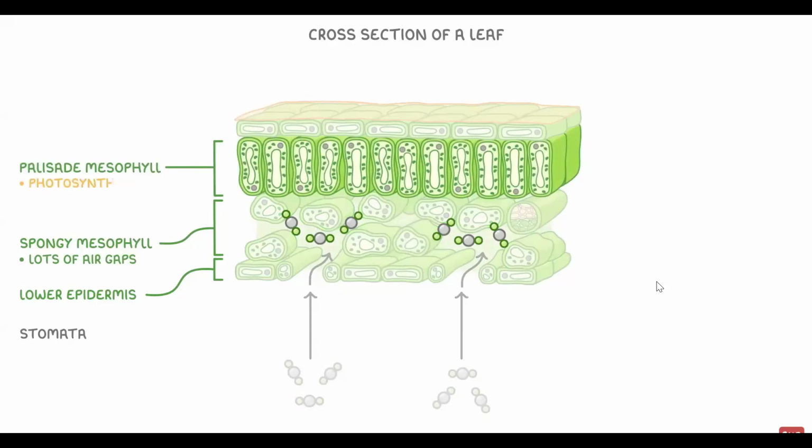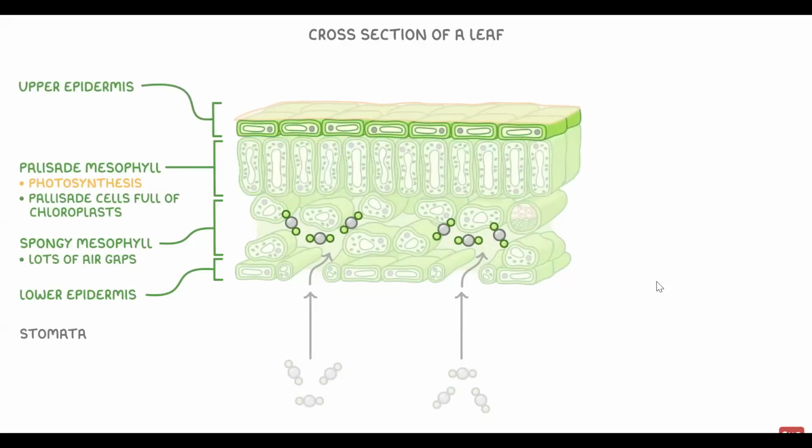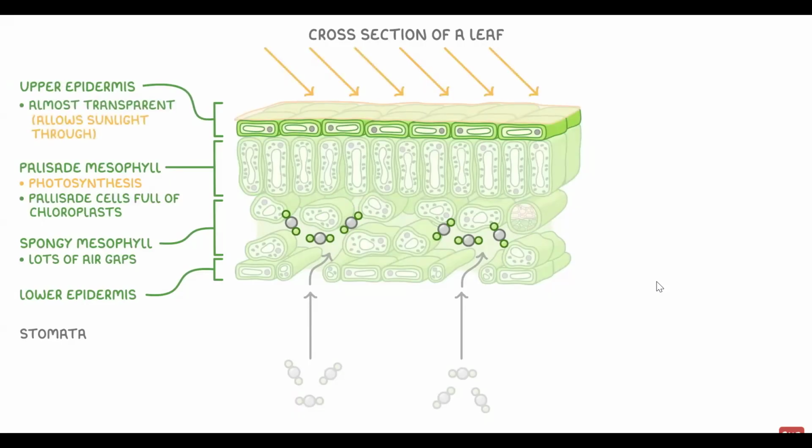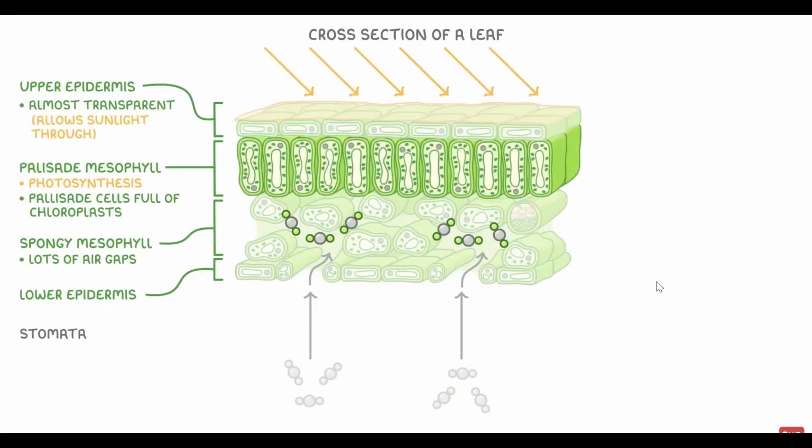This is where most of the photosynthesis happens, and so the palisade cells are packed full of chloroplasts. Above this, we have the upper epidermis, which is another layer of epidermal tissue. These cells are almost transparent though, as the sunlight needs to be able to pass through them to get to the chloroplasts in the palisade cells beneath. And once photosynthesis has finally produced the sugar molecules, they're carried to the rest of the plant by these green tubes here, which we call the phloem.